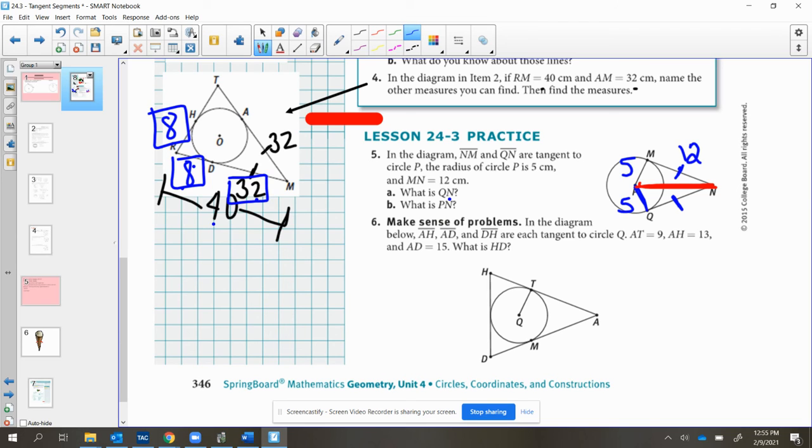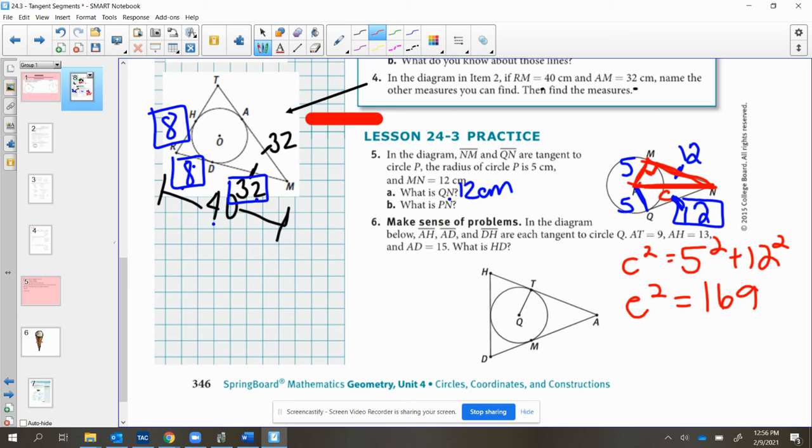We know that QN out here, based on our tangent theorem, has to be the same to keep the equal-size ice cream cone, so it has to also be 12 centimeters. In order to solve for PN, we need to look at the fact that this is a right triangle with our right angle at that point of tangency M. So we're looking for the hypotenuse when we're looking for PN. C squared equals 5 squared plus 12 squared. 25 plus 144 is 169, and the square root of 169 is 13.